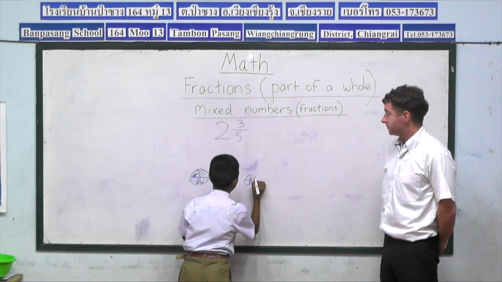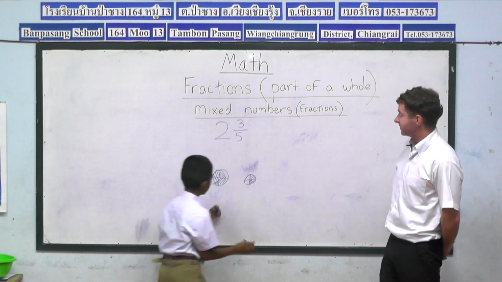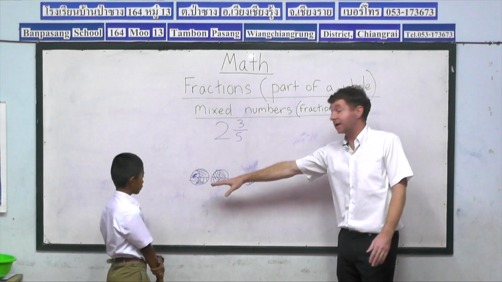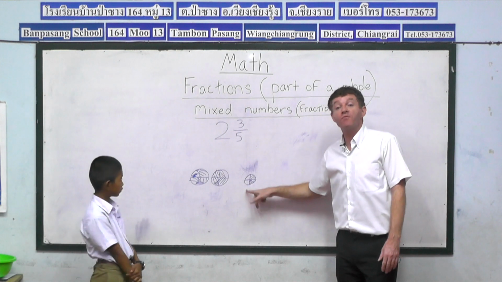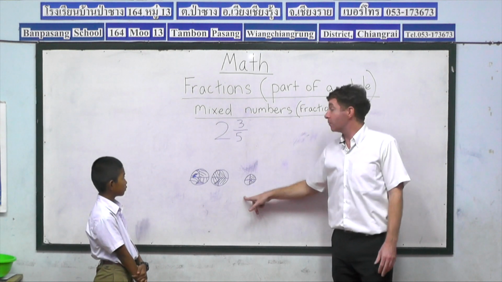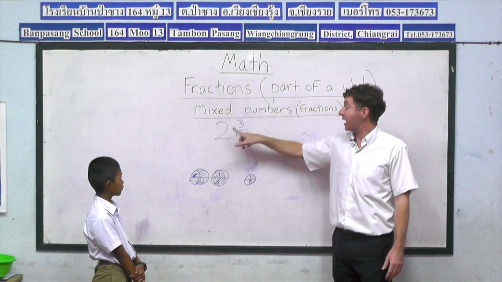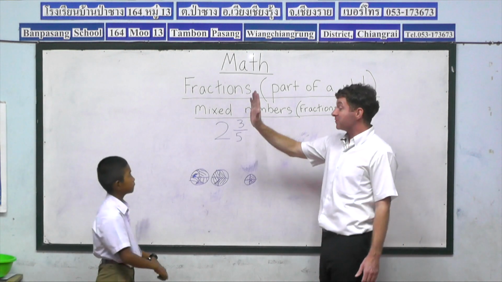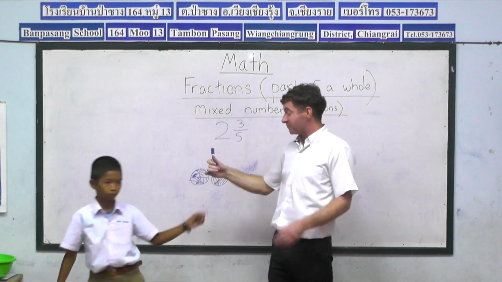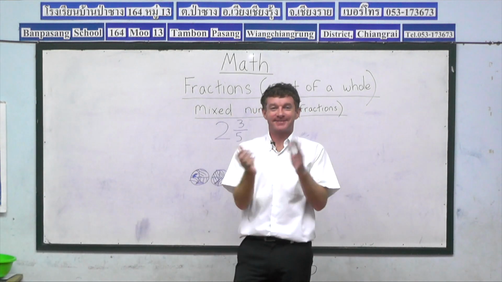And one more. Excellent, Pat. So now we can see our mixed number, 2 3/5. So can we say, guys, 2 3/5? Pat, that was excellent. High five and a big round of applause for Pat, please, guys.